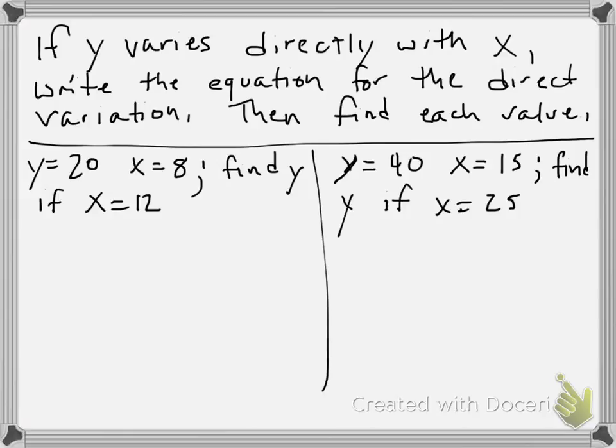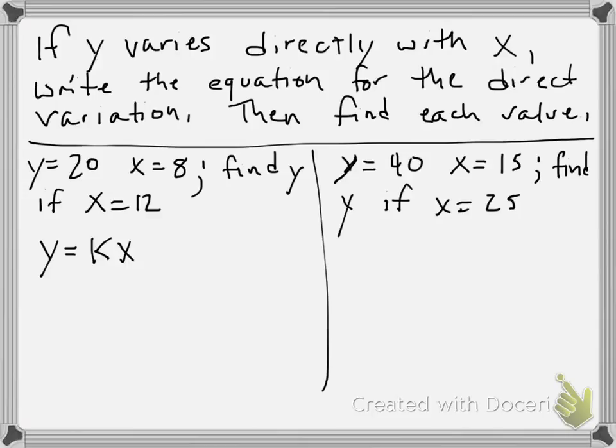Okay, here are two different problems. For both of them, here are the directions. If y varies directly with x, write the equation for the direct variation and then find each value. Okay, so first off, we've been told that y varies directly with x. So we need the equation that shows that. Here it is. Y equals kx, meaning that y is equal to x times a certain number.